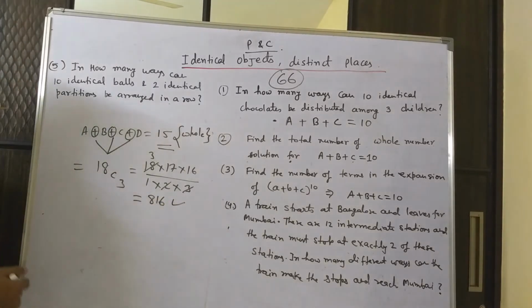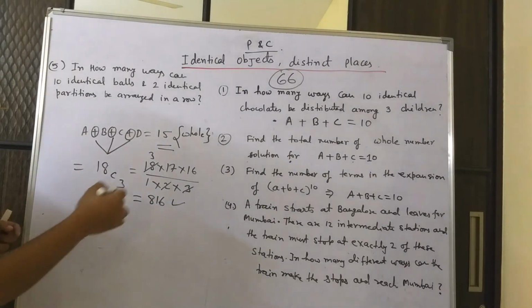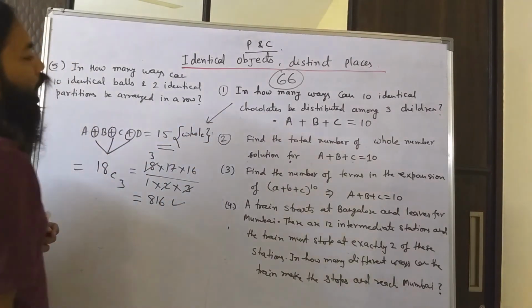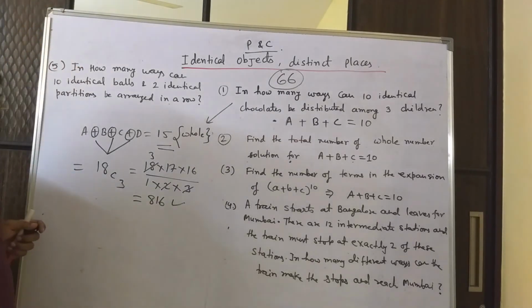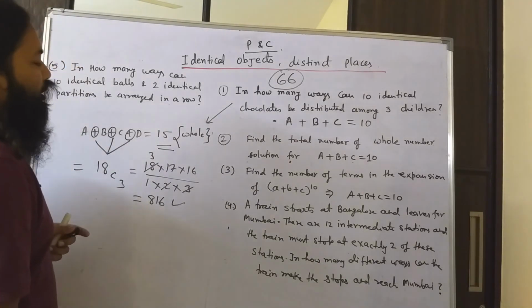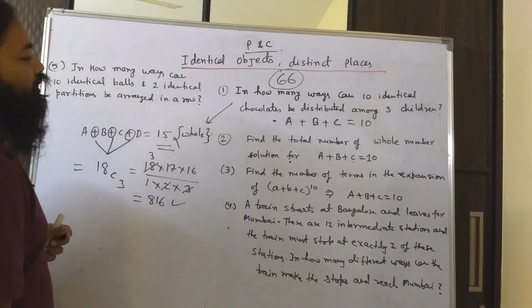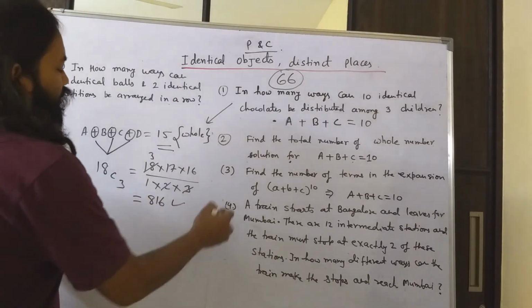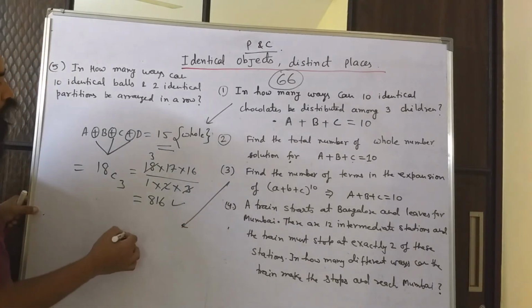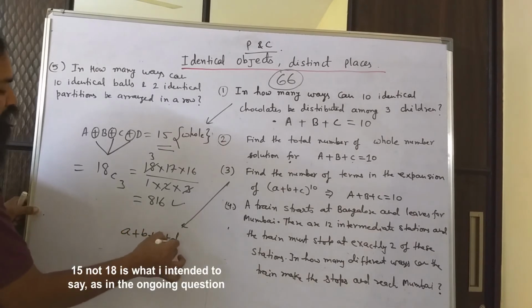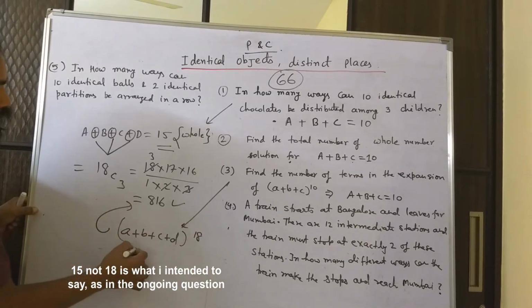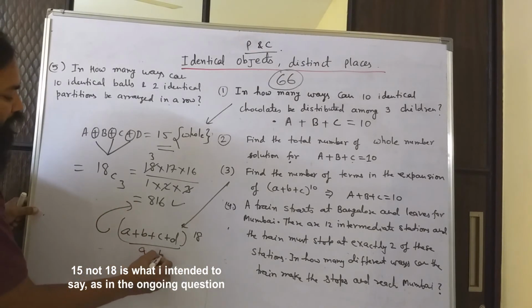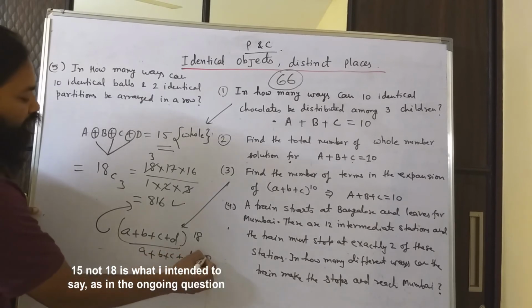Okay, 18C3. Suppose I change the question like this. How can I frame the question? We are not only solving it, we are now creating questions. So: in how many ways can 15 identical chocolates be distributed among 4 children? Or if I have to make a question like this: find the number of terms in the expansion of a plus b plus c plus d to the power 15.